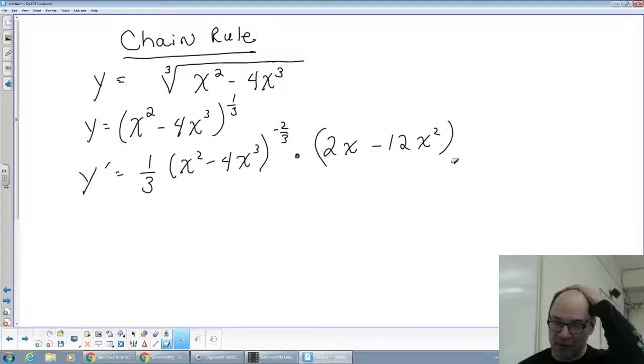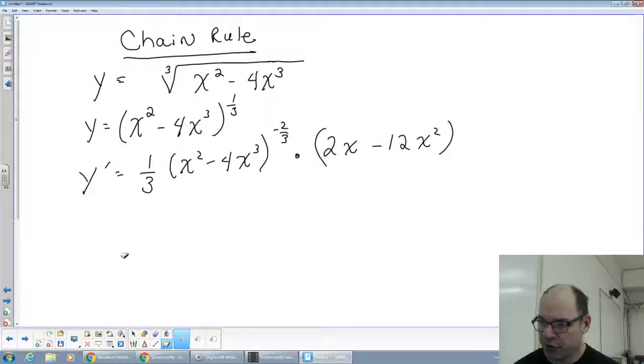Now, another thing that we did along with the chain rule: we chained a couple of things together, the product rule together with the chain rule. So product or quotient rule together with it.